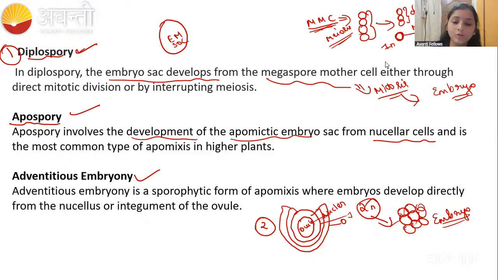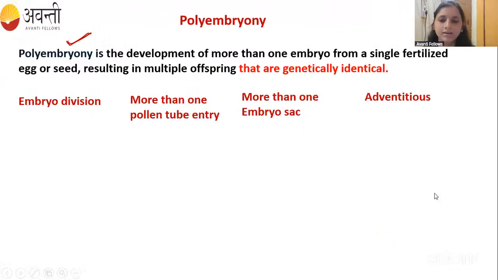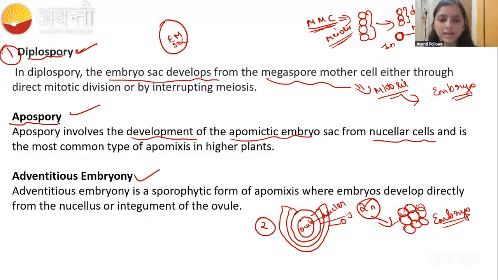But what is the result of mitosis? Diploid. The result of meiosis is haploid, right? But here the nucellus is divided mitotically and forms an embryo. If the embryo is formed from the nucellus, we call it apomictic apospory. Okay. Now let us understand the adventitious embryo.